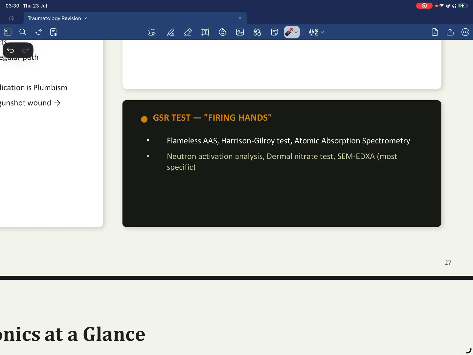We have flameless AAS, Harrison-Gilroy test, atomic absorption spectrometry, neutron activation analysis, dermal nitrate test, and SEM-EDSA.